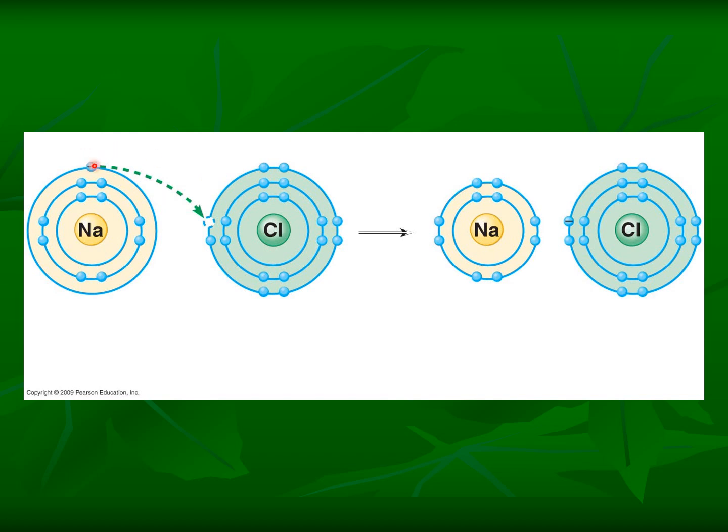So why not just get rid of this extra one? It donates the electron. Where does it go? It donates it to chlorine. So the sodium becomes a +1 charge and the chlorine is a -1 charge. Those opposite charges attract, so a bond is going to form here between the two.